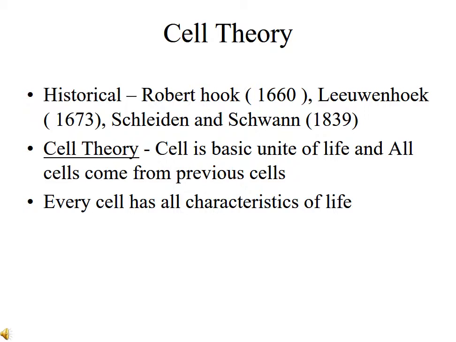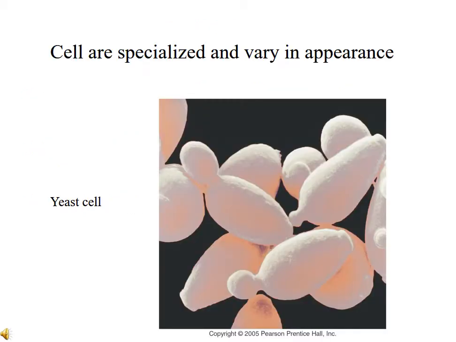In essence, the cell theory says that the basic unit of all of life is the cell, and that one cell results in another cell. In essence, all cells come from previous cells. You have to understand that every cell has all of the characteristics of life. Now, to get an appreciation for the cell, we can see that cells are specialized and vary in appearance greatly.